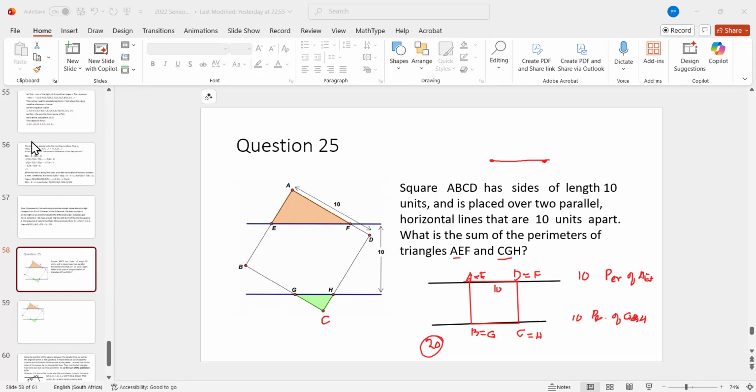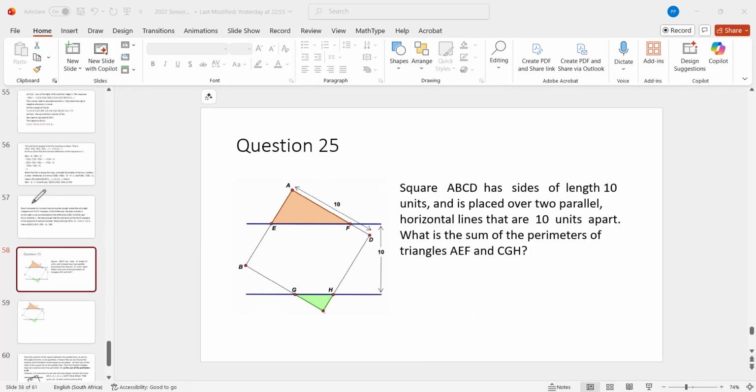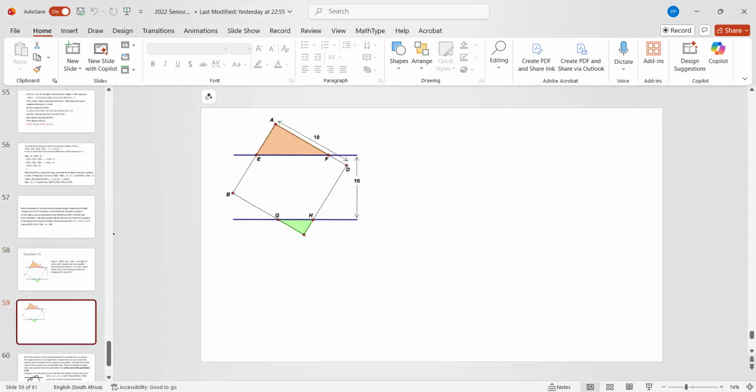But now if you really want to prove this thing, you can show that this perimeter plus this perimeter is always 20. And that is what I'm going to do now. I'll try to show that the perimeter is always 20. That involves a little bit of mathematics calculations. So let's do this. Let's go ahead.